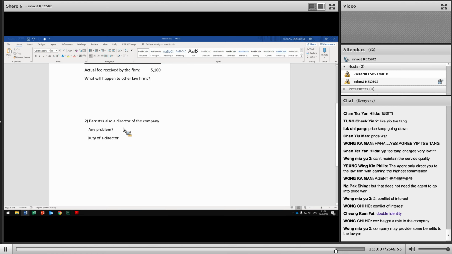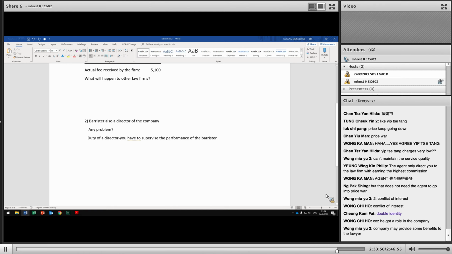So because there's a conflict in the role, as for that gentleman, he has 2 different roles. On the first one, he's a director of the company. On the other hand, he's the barrister acting for the company. Because there will be conflict of interest in the two different roles. As a director, what do you have to do? As a director, you have to supervise the performance of all the service providers and contractors.